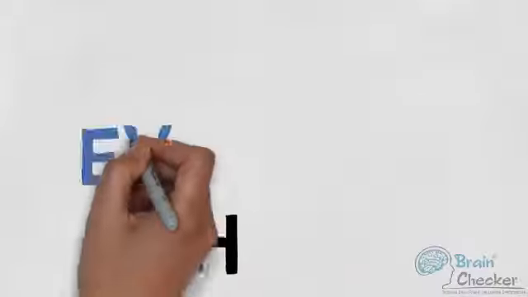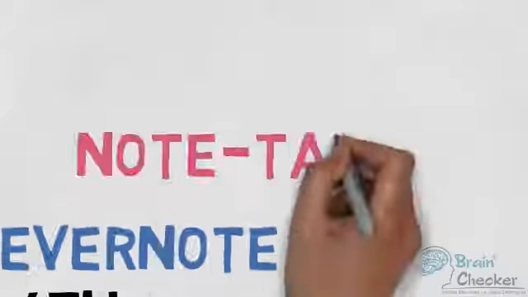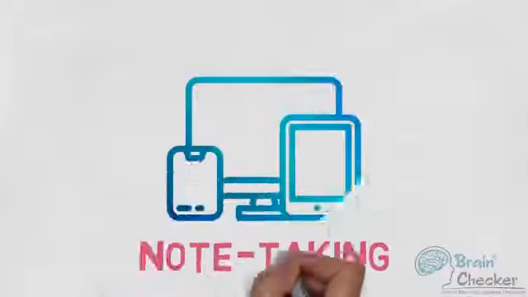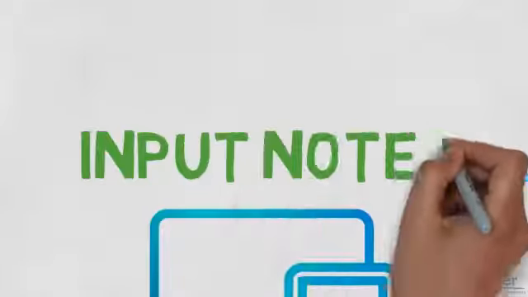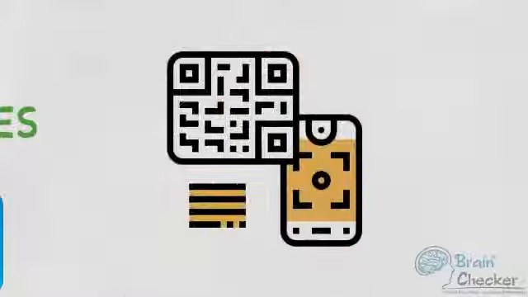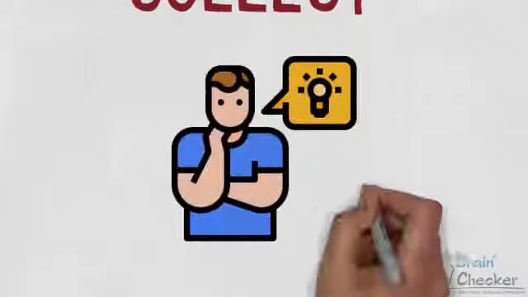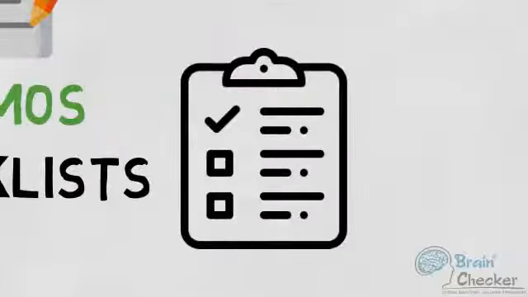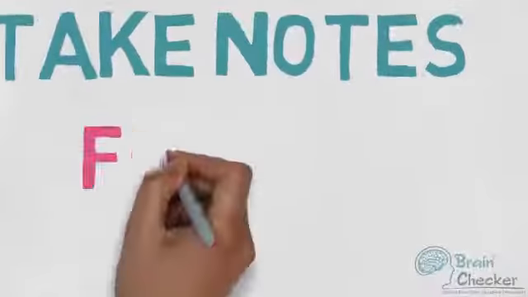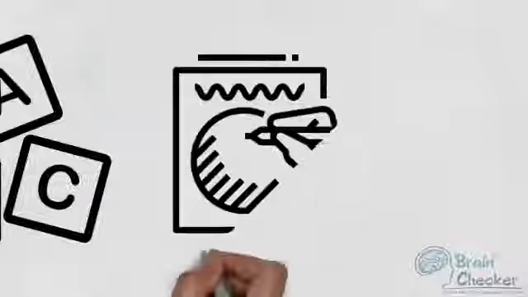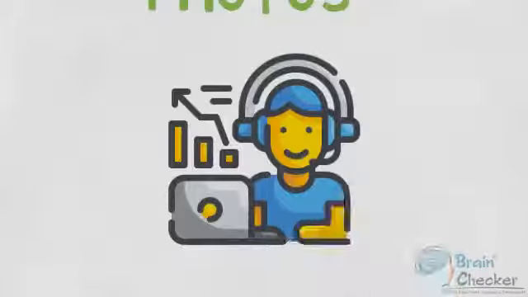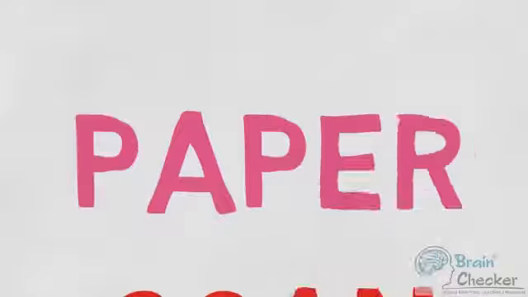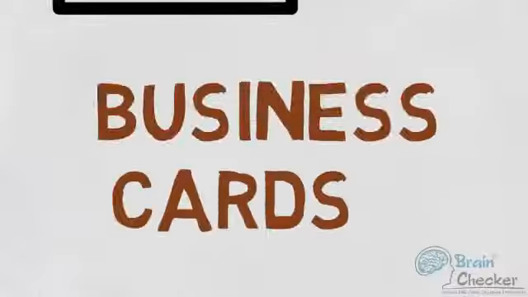Fourth, Evernote. Evernote is a note-taking and organizing app which works on all devices. You can input notes yourself or scan those which have been already made. Evernote lets you collect and capture ideas as searchable notes, notebooks, memos, checklists, and to-do lists. It lets you take notes and create notebooks in a variety of formats, including text, sketches, photos, audio, video, PDFs, web clippings, and more. Using the camera scanning feature, you can scan and comment on pieces of paper, including printed documents, business cards, handwriting, and sketches.